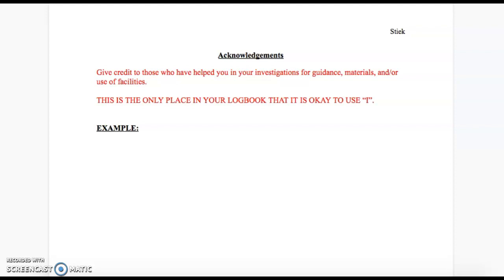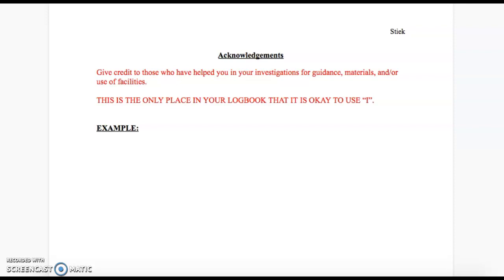This video is designed to walk you through the Acknowledgements page of your Science Fair logbook. The Acknowledgements page is on page 7 of your logbook, so go ahead and scroll to that. A few pointers for you before you get started with this.